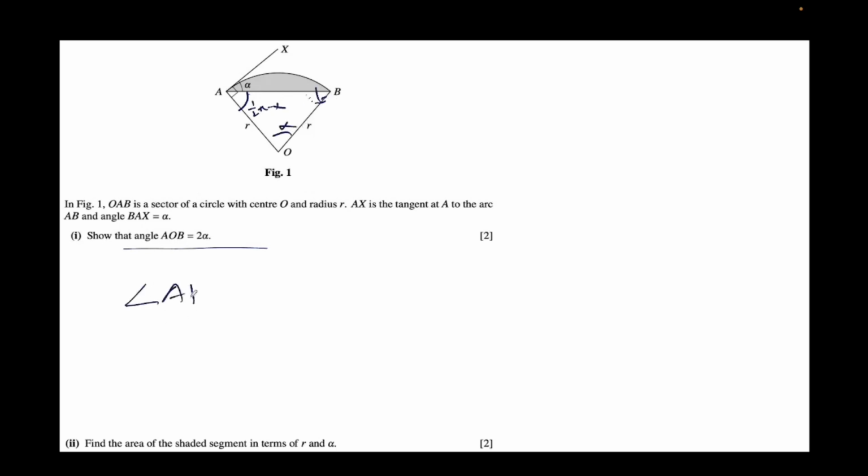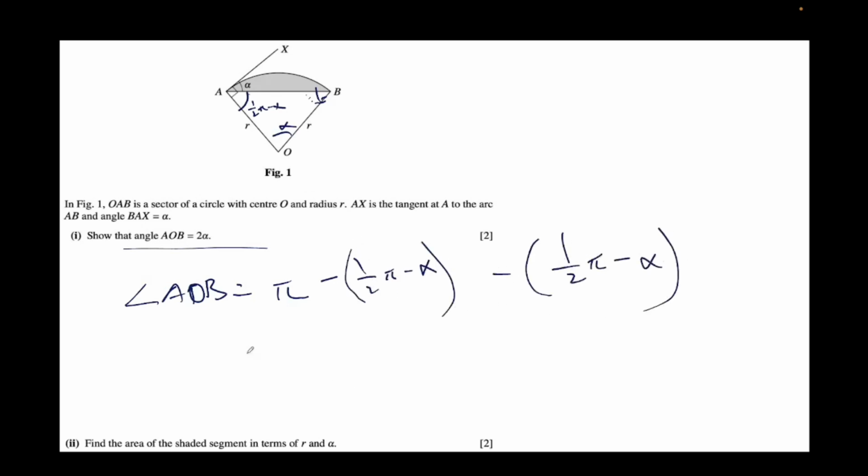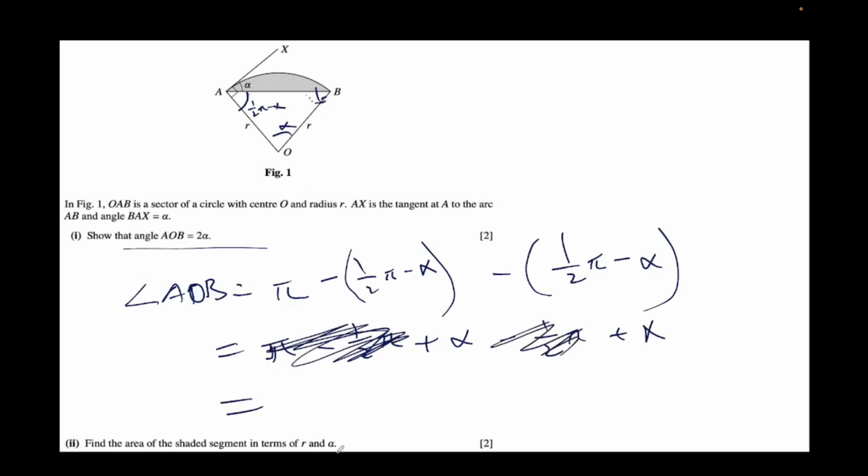So angle AOB, you write down angle AOB equals pi, because the whole three of these angles added together is pi radians, minus a half pi minus alpha, like this, minus bracket a half pi minus alpha, like this, equals pi minus a half pi plus alpha, minus a half pi plus alpha, equals to, now this, remember the rule, pi is just one of these pi's, minus a half is a half of a pi. Oh, so this is going to give you a half of a pi left. Take away another half, just gets rid of it. 2 alpha, and we proved it.